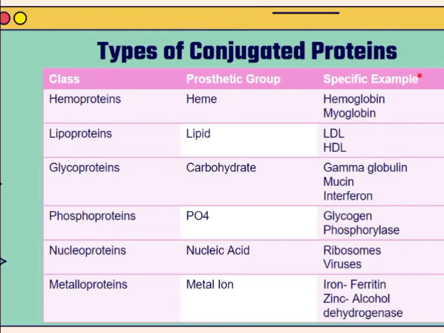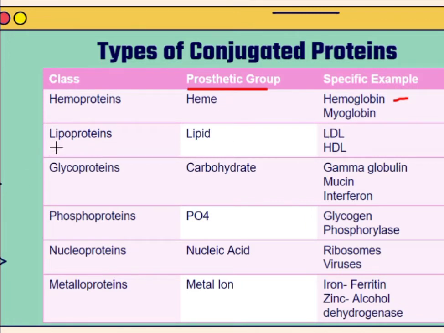So here is a summarized table of the different types of conjugated proteins. Here are the classes plus the prosthetic group. The prosthetic group is the non-protein group, along with its specific example. As we have mentioned earlier, for example, your hemoproteins. The prosthetic group here is the heme, which is the non-protein group. And the specific example is the hemoglobin that is found in your blood. And hemoglobin, as you all know, is the carrier of oxygen inside the body.